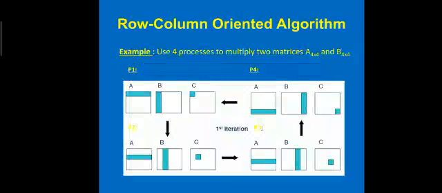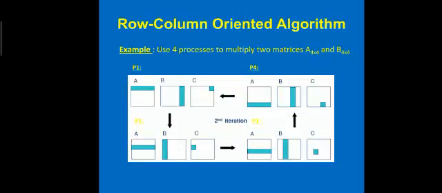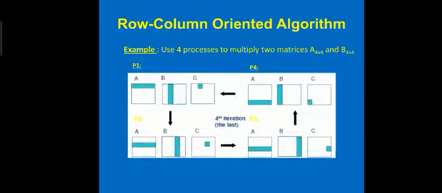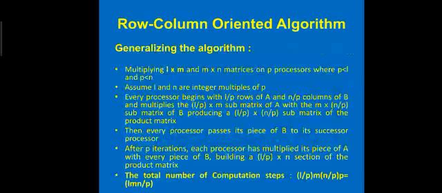This can be represented by means of a diagram, with 4 processes multiplying matrices A and B. After these iterations, P1, P2, P3, P4 are arranged in such a manner, represented by means of a bar diagram, with a bar colored in green. This is over the third iteration, and the fourth iteration is the last iteration. We get the result.